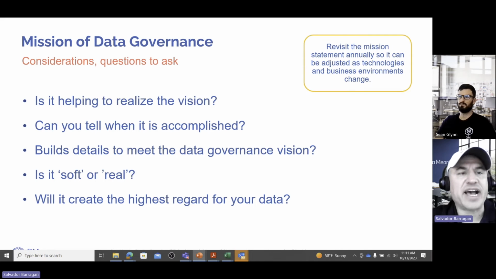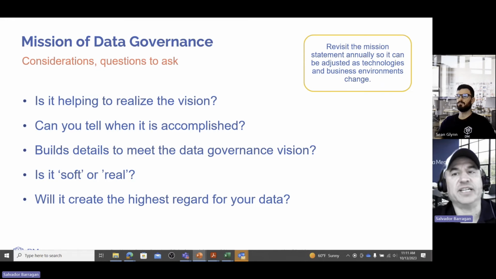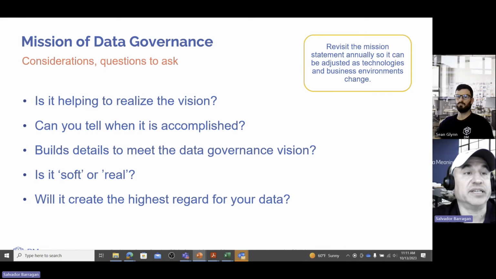So some questions to ask when you're developing your mission: is it helping to realize the vision? So that's basic, because you want the mission to align with the vision. You don't want there to be any kind of division between them, any misalignment, because if you get that, your program's going to suffer. You also want to understand, can you accomplish what's being stated? If you can't, then obviously that's not a good mission statement.